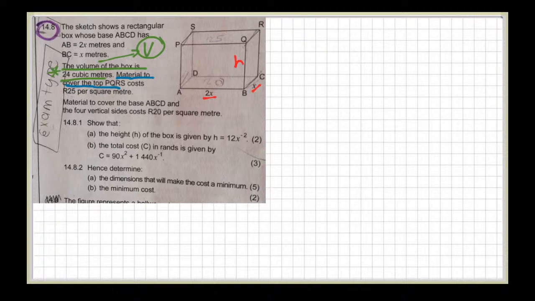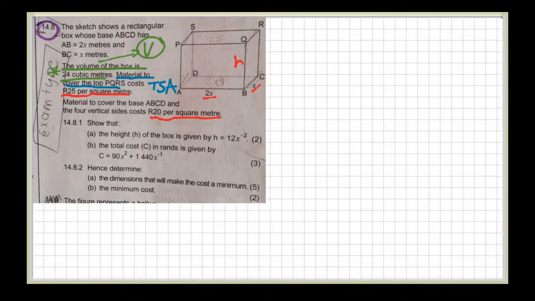Volume, you've got your set of formulas. But material is always total surface area. So material to cover, material to make, to manufacture is always the total surface area. Now all of a sudden they bring in something else. Cost. Oh my goodness. They bring in cost both for the top and the rest of the thing. Man, this is a lot of information.